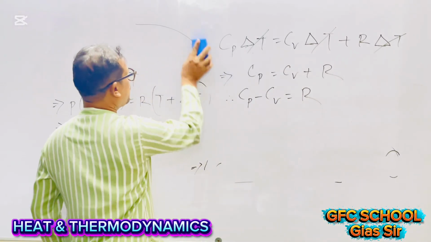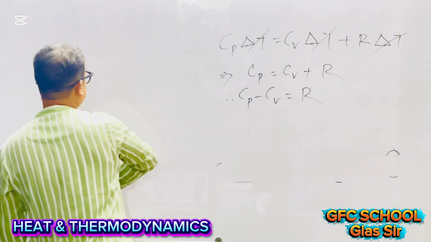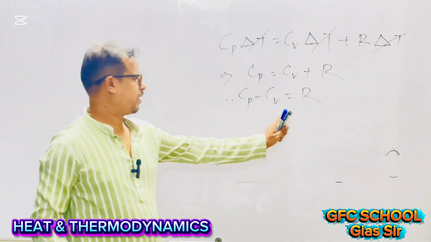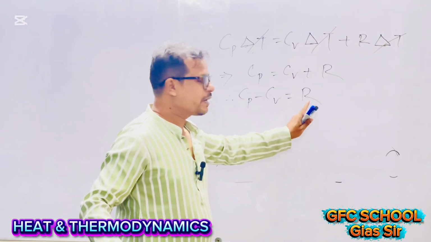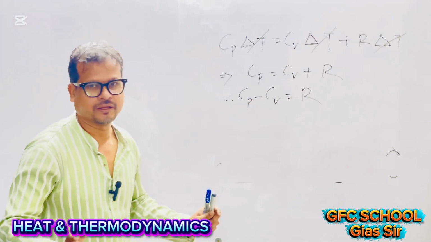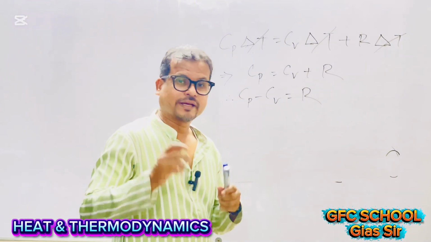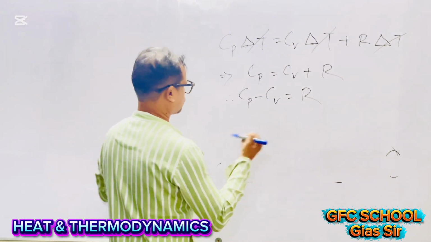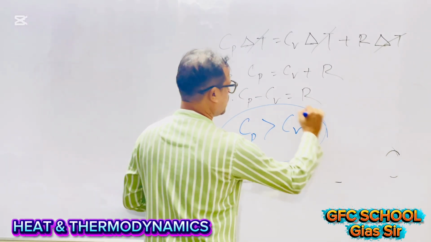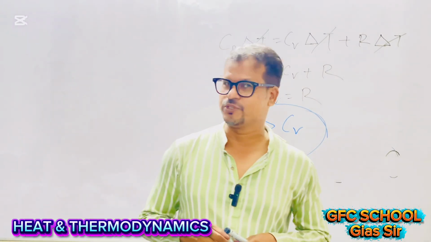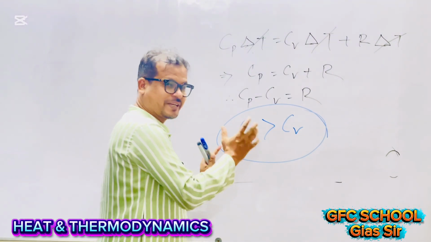That means we can conclude here that Cp is greater than Cv, whose difference is equal to the molar gas constant. That means we can say Cp is always greater than Cv. This is our required line, which I have shown, and finally I have shown Cp greater than Cv.